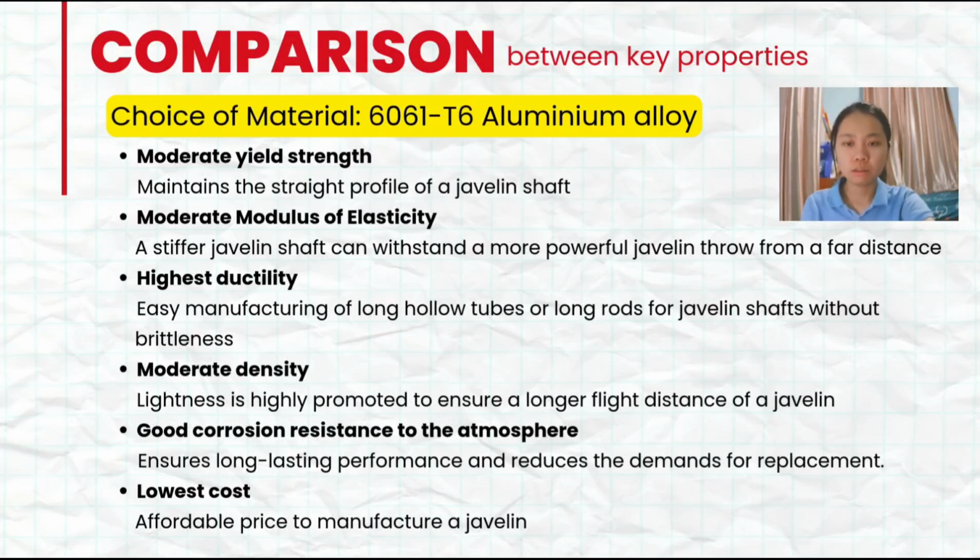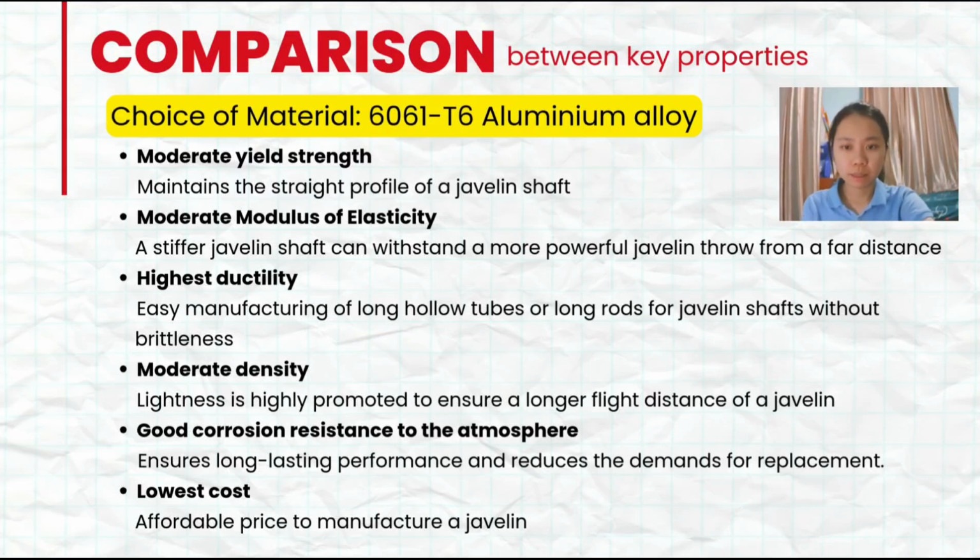This is important in ensuring the easy manufacturing of long hollow tubes or long rods for the javelin shafts without brittleness. Again, this material also has a moderate density. This is important as lightness is highly promoted to ensure a longer flight distance of a javelin.